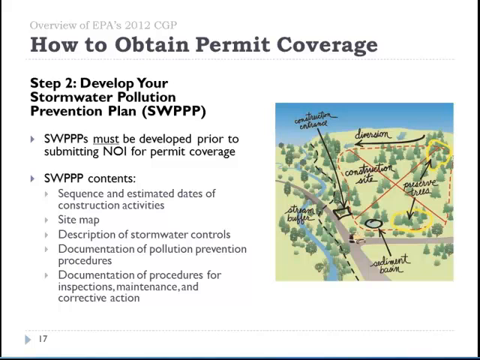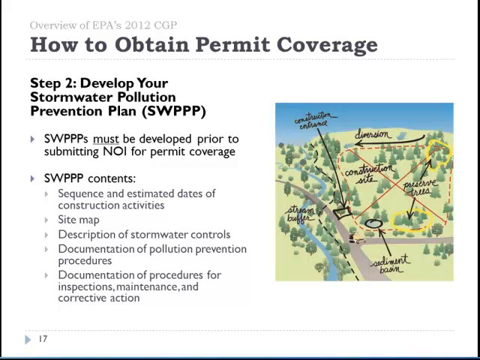So carrying on with how to obtain permit coverage, and we dealt with step one, which is a consideration of whether you're eligible for permit coverage. Assuming you are, the next step would be to develop a stormwater pollution prevention plan, or SWIP, which we were just talking about. SWIPs are required to be developed prior to the notice of intent being submitted for permit coverage. So for that reason, this is the next step here.